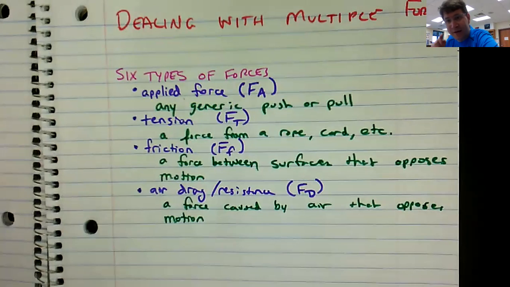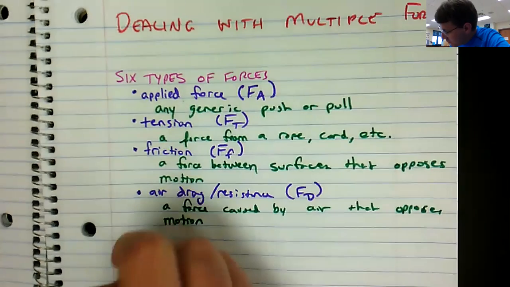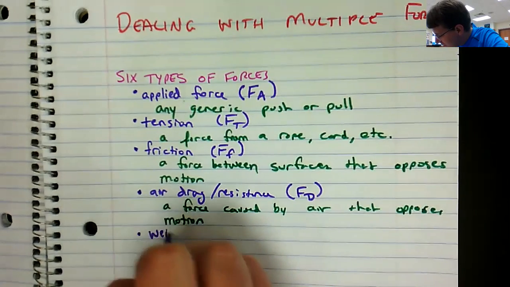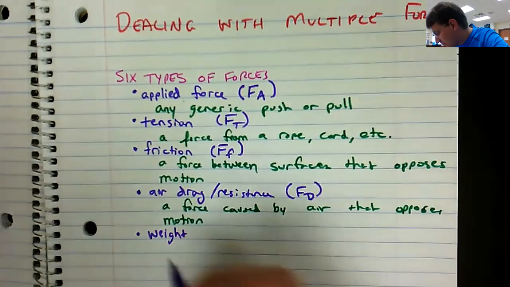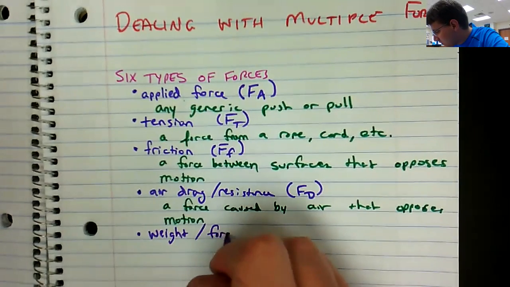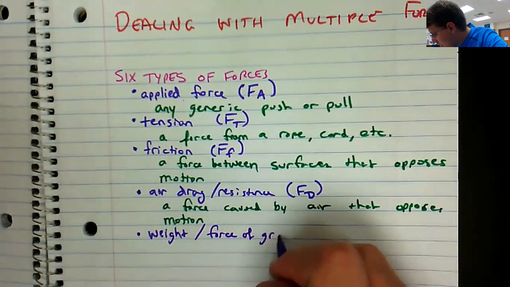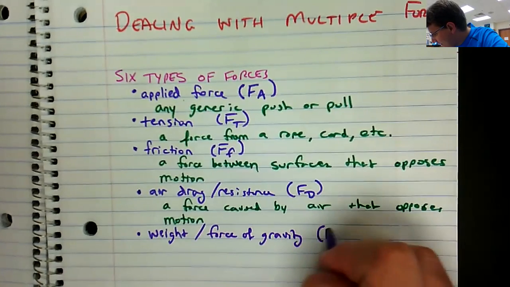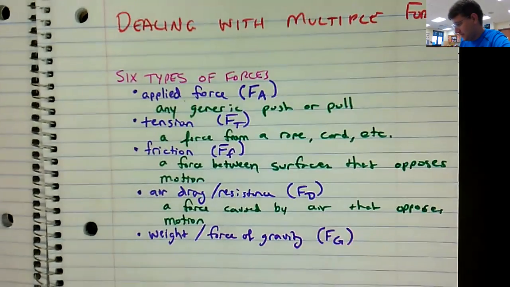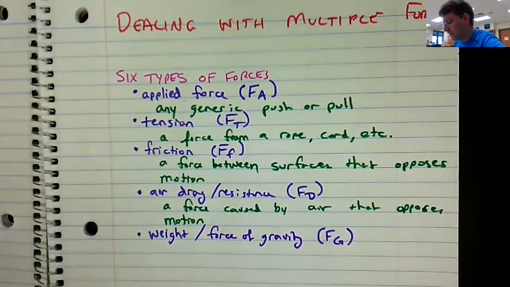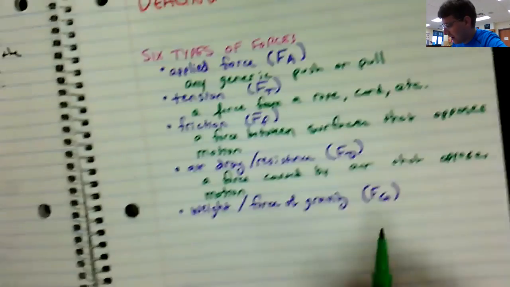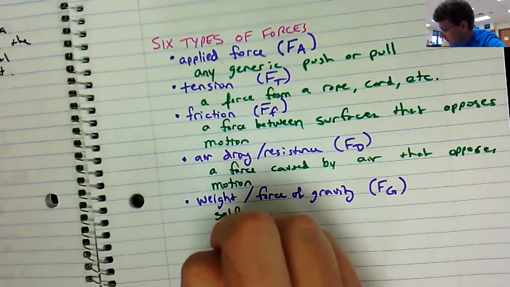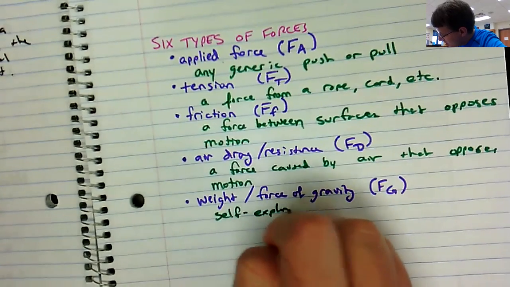We're almost done. The last two are the easiest, but they're also the most important. So the next one we're going to talk about is weight. Weight is a force. So we can call it weight, or we can call it the force of gravity. And we're going to abbreviate it FG. That's self-explanatory, so I'm not really going to write anything about it. You know what force of gravity is.